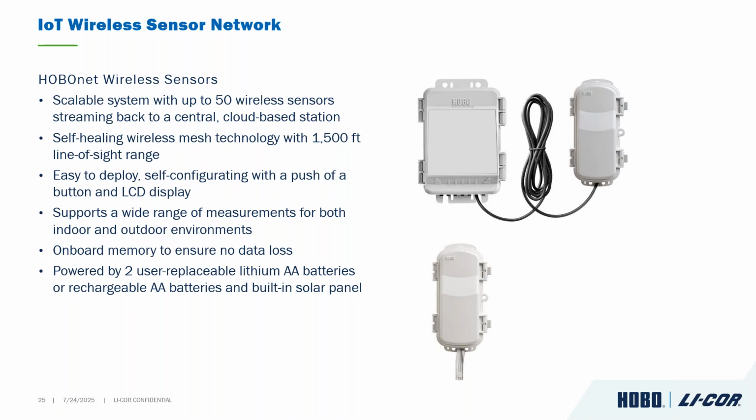So to get into the HoboNet a bit more, as I mentioned before, HoboNet is a scalable system with up to 50 wireless sensors that can stream back to one central cloud-based hub. And this technology is a self-healing wireless mesh network with up to 1,500-foot line of sight range. The self-healing wireless mesh network allows the sensors to communicate with one another if they are unable to report directly back to the station. This allows for HoboNet deployment to cover an expansive area, maximizing monitoring for large data centers and warehouses, while also having the capability of navigating through dense structures with thick steel or concrete with the mesh network.